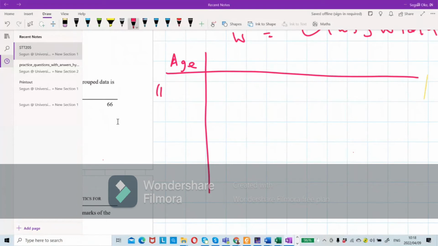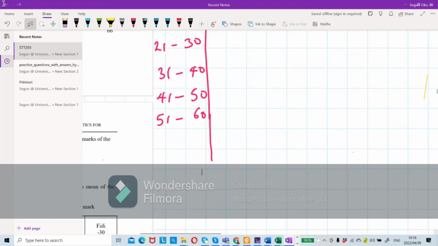I have 11 to 20. I have 21 to 30. I have 31 to 40. 41 to 50. 51 to 60. 61 to 70. 71 to 80.